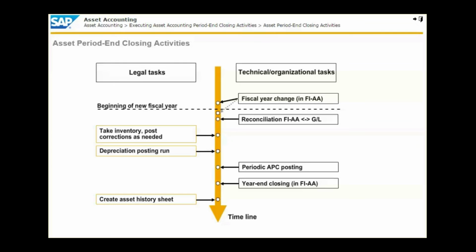If the year-end closing program finds no errors, it updates the last closed fiscal year for each depreciation area and blocks posting in asset accounting for the closed fiscal year. Note: the fiscal year change program is not executed at the same time as the year-end closing program.